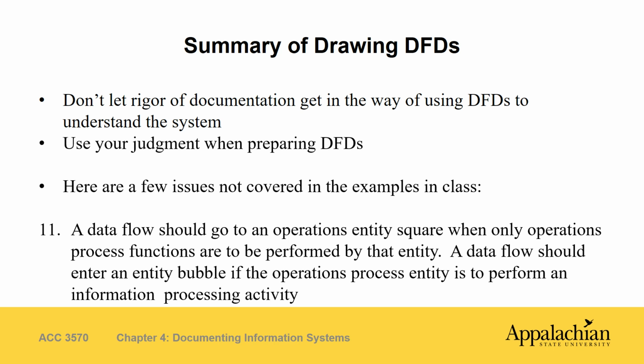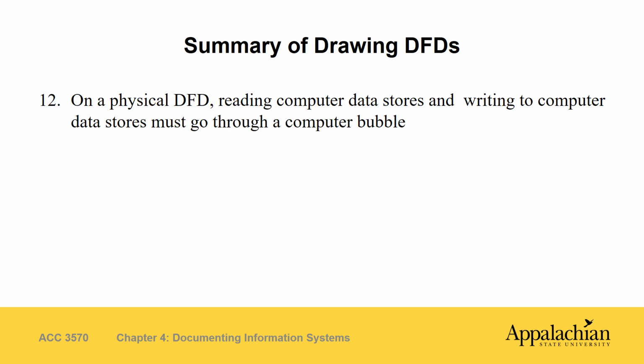One of them is number 11. A data flow should go to an operations entity square only when operation process functions are to be performed by that entity. A data flow should enter an entity bubble if the operations process entity is to perform an information process activity. So just take that for what it's worth. On a physical data flow diagram, reading computer data stores and writing to computer data stores must go through a computer bubble. So always have it go through a computer bubble. Don't miss that step. That's part of using your judgment, and also understanding what the rules are for creating a data flow diagram.